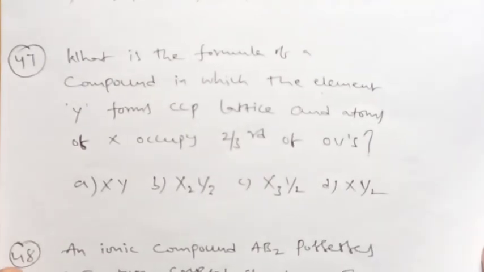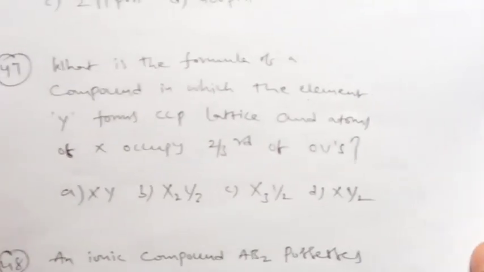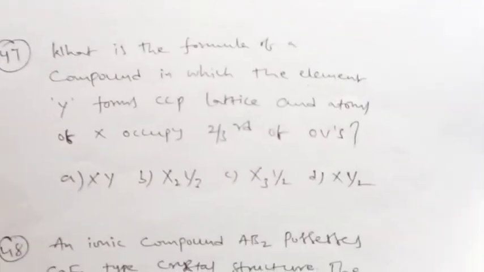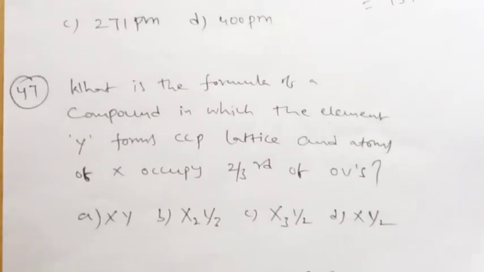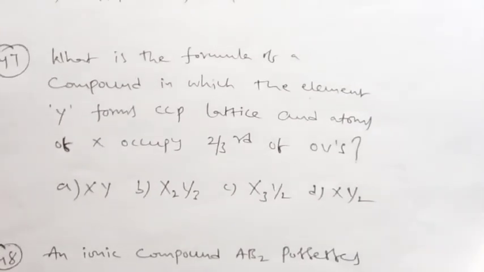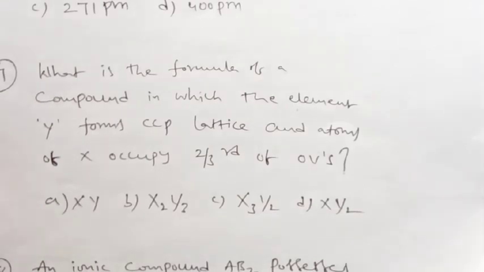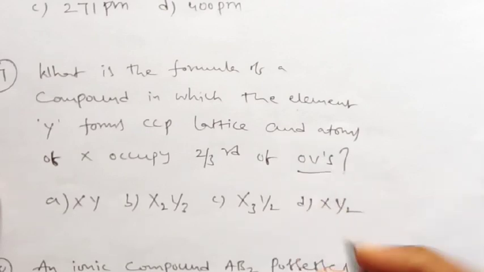Now we shall go to the next question. This is also a very important model. Many times questions are based on the formula with respect to voids. This is also asked many times, and it is very simple. What is the formula of the compound in which the element Y forms a CCP lattice and atoms X occupy 2 by 3rd of the octahedral voids? O is nothing but octahedral voids.